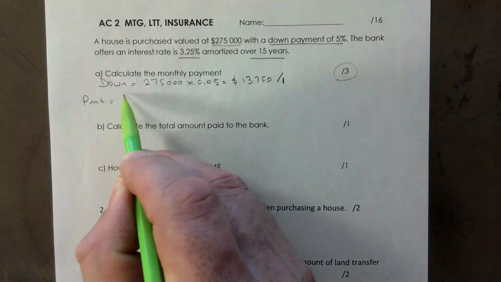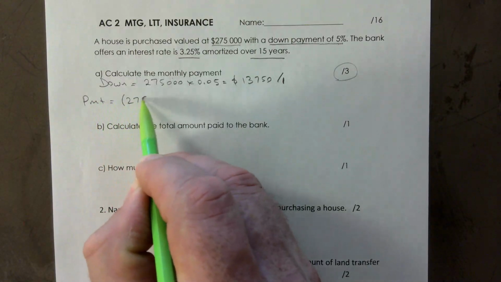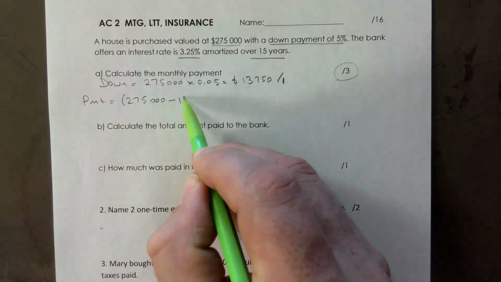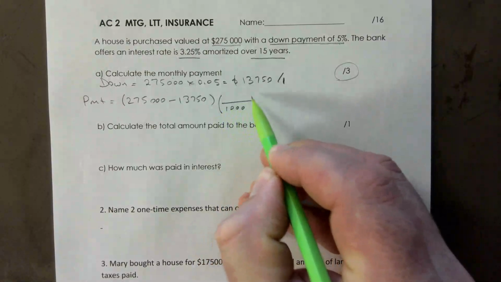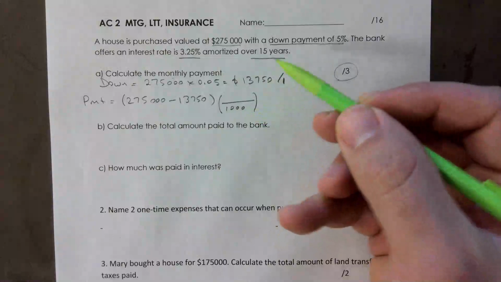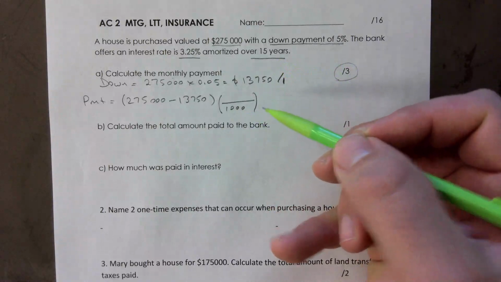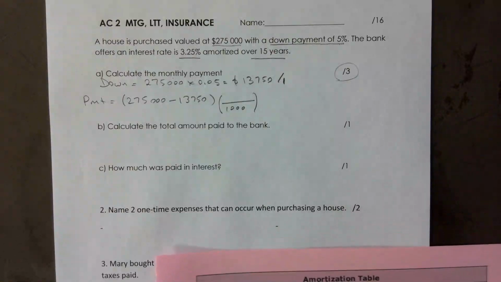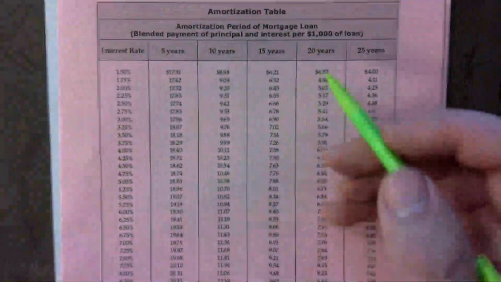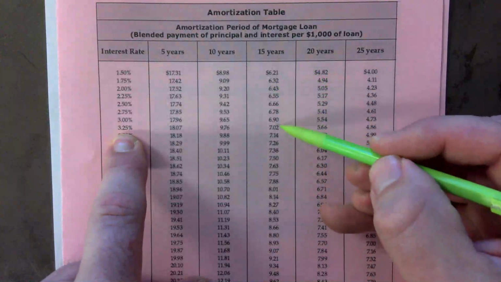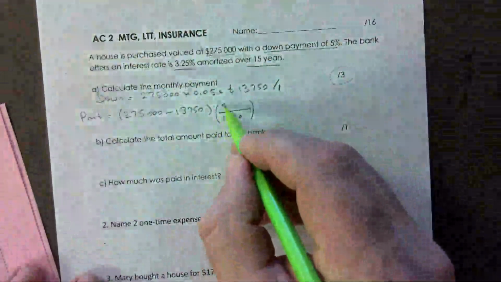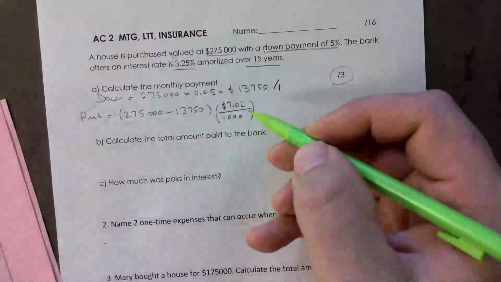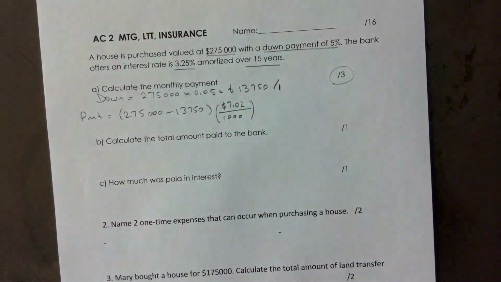So payment, you take your 275 and you subtract whatever you got as a down payment, and you multiply it by a table rate over 1,000. Keep in mind that this could be in the question. We are now going to go look it up. So 3.25 over 15 years: 7.02. So you're paying $7.02 combined principal and interest for every $1,000 of mortgage.